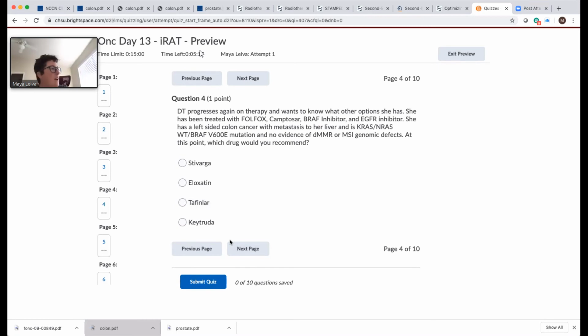That's okay. So DT has a left-sided colon cancer with metastasis to her liver and is KRAS, NRAS wild type with a BRAF point mutation, and no evidence of deficient DNA mismatch repair or MSI genomic defects. She's progressed again on therapy and wants to know what other options she has. So at this point, she's had FOLFOX, Camptosar, BRAF inhibitors, and an EGFR inhibitor. Based on this, she's toward the end of the line for therapies, right? Which drug would you recommend at this point?